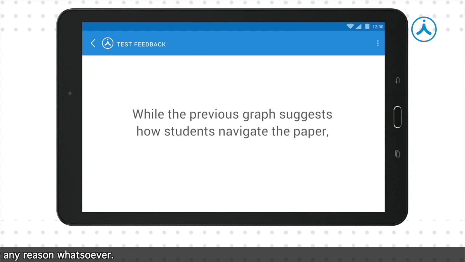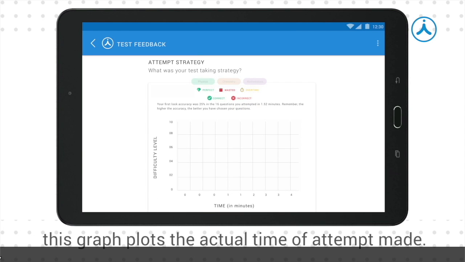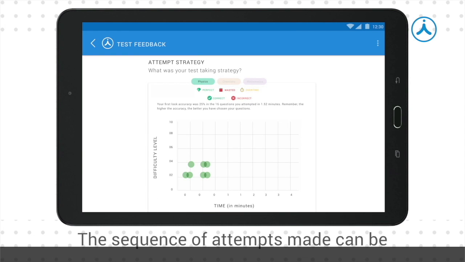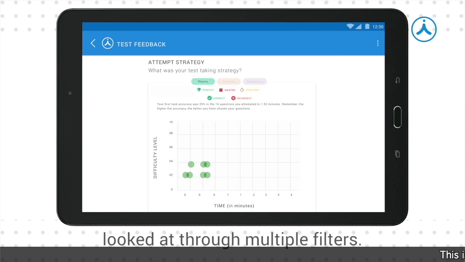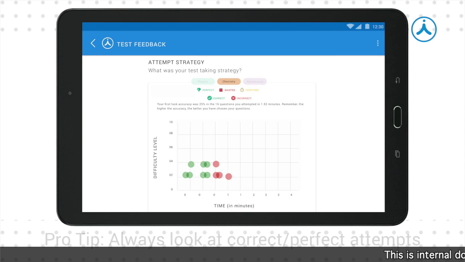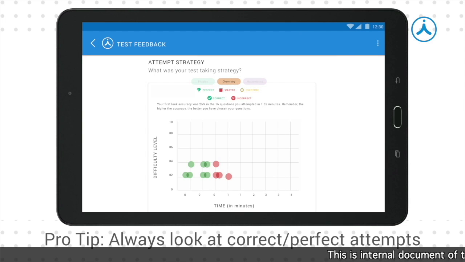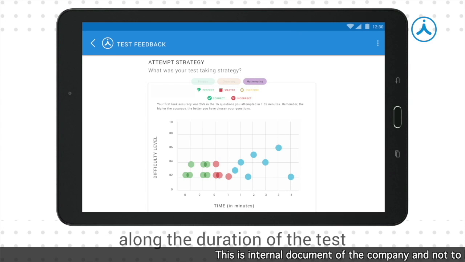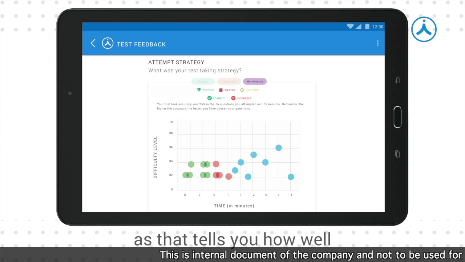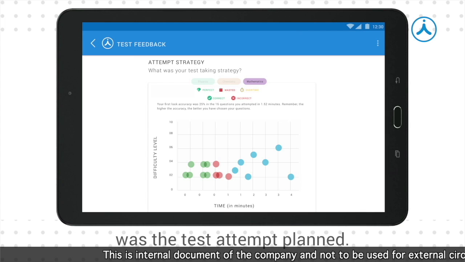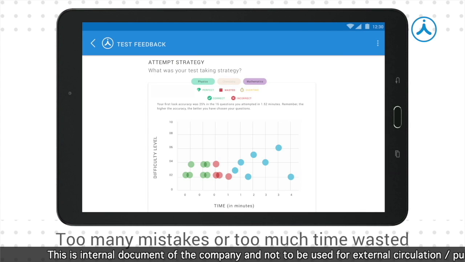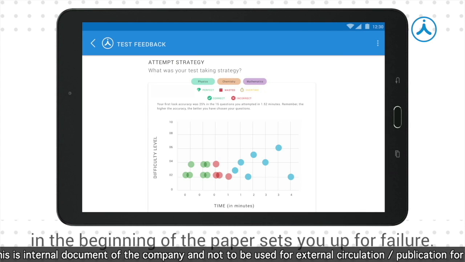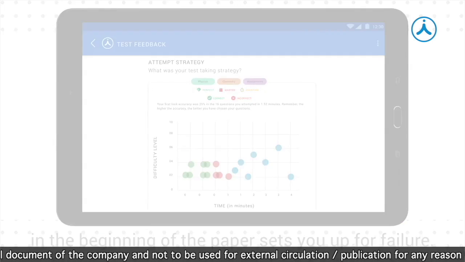While the previous graph suggested how students navigate the paper, this graph plots the actual time of attempts made. The sequence of attempts made can be looked at through multiple filters. Always look at correct, perfect and overtime attempts for a student along the duration of the test, as that tells you how well the test attempt was planned. Too many mistakes or too much time wasted in the beginning of the paper sets you up for failure.